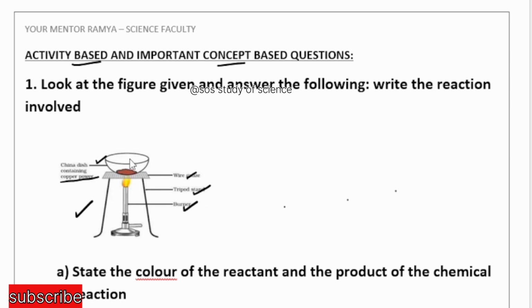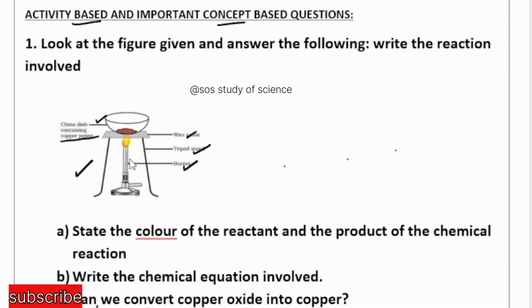So what is the question here? The question is, state the color of the reactant and the product of the chemical reaction. So what is the reactant here? We have taken something in the china dish. We have taken the copper, my dear students. The copper is the reactant. So what is the color of the reactant? The color of the reactant is brown. You are going to write in the examination, the color of the reactant is brown.